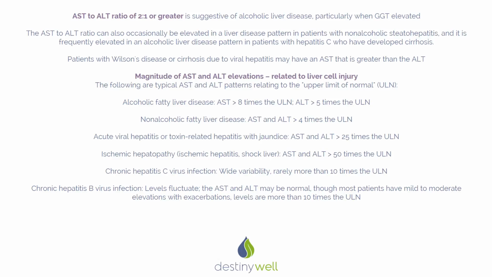Chronic hepatitis C has a wide variability. Usually it's less than twice the upper limit of normal, and rarely it's as much as 10 times the upper limit of normal. Chronic hepatitis B infection has a situation where levels fluctuate. AST and ALT may be normal, though most patients have mild to moderate elevations, usually in the 1 to 2 times normal range. They go up even more when there's an exacerbation, when the disease flares up. Then levels can be 10 times or more the upper limits of normal.